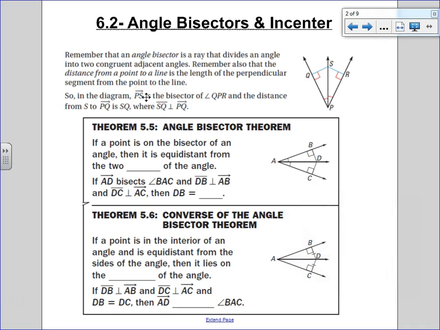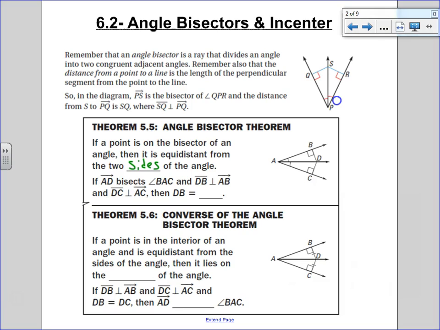So remember that an angle bisector is a ray, as I talked about, that divides an angle into two congruent adjacent angles. Recall that the distance from a point to a line is the length of the perpendicular segment from the point to the line. So in our diagram here, PS is the bisector of angle QPR. The distance from S to line PQ is SQ, where SQ is perpendicular to PQ. Same as SR, that's perpendicular to line PR. So with the angle bisector, if a point is on the bisector of an angle, then it is equidistant from the two sides of the angle.